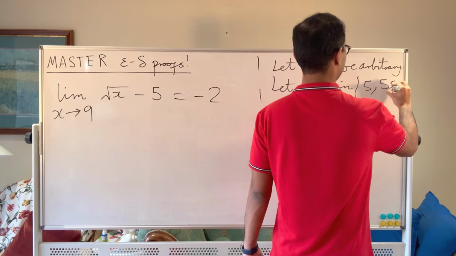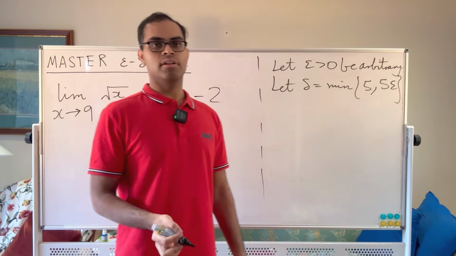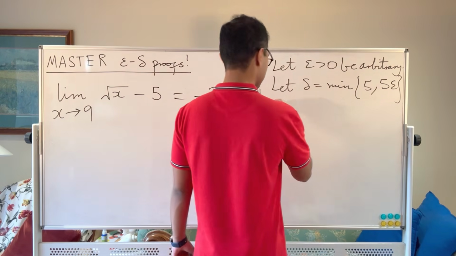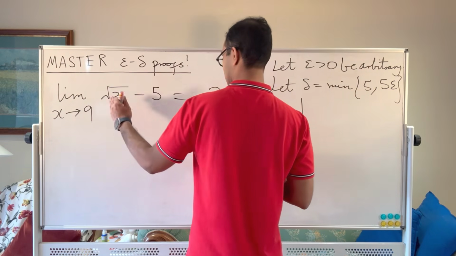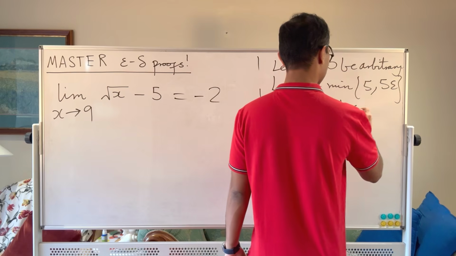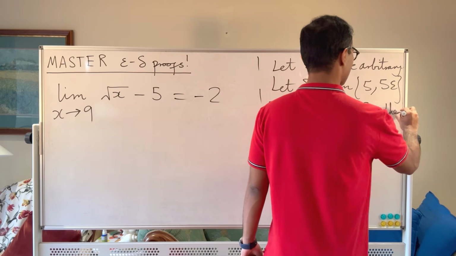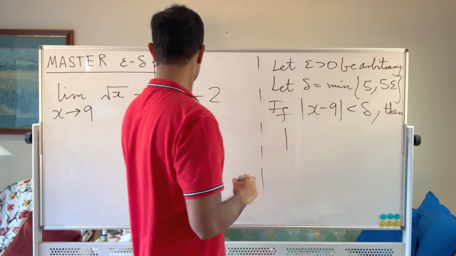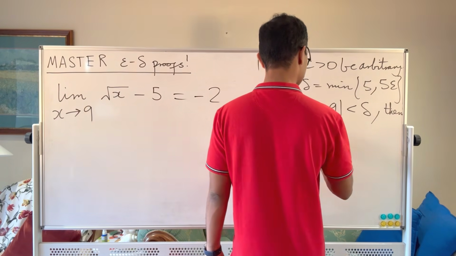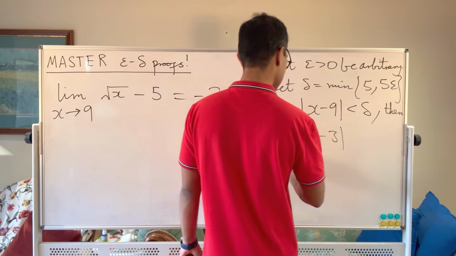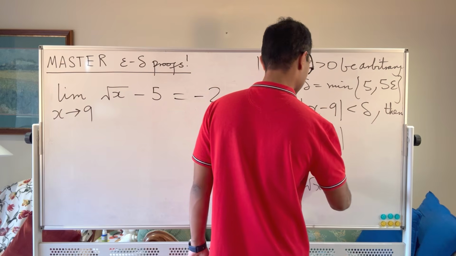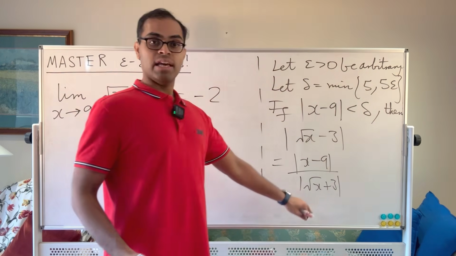It didn't really matter, as we said. It could be the minimum of 1 and 5 epsilon, that would have been fine. 4 and 5 epsilon, that would have been fine. So let delta be that. So if the absolute value of x minus 9, because we're taking the limit as x goes to 9, is less than delta, then we know that the absolute value of this expression, root x minus 5 minus 2, which is going to be root x minus 3, is going to equal the absolute value of x minus 9 divided by the absolute value of root x plus 3. That's going to be the expression.